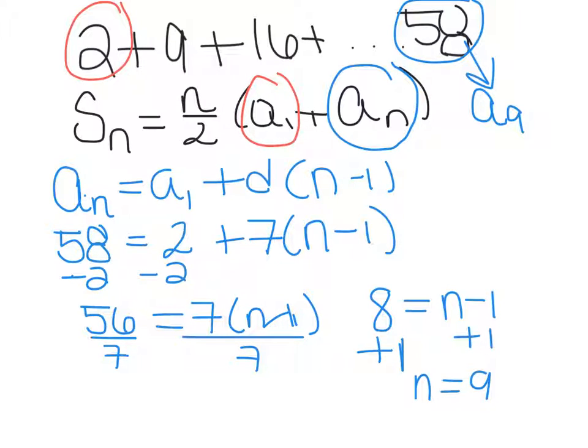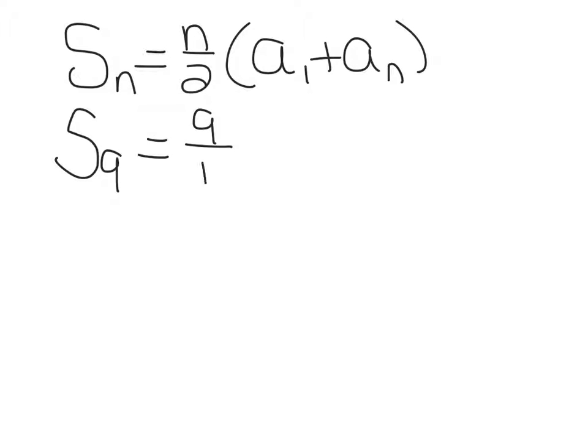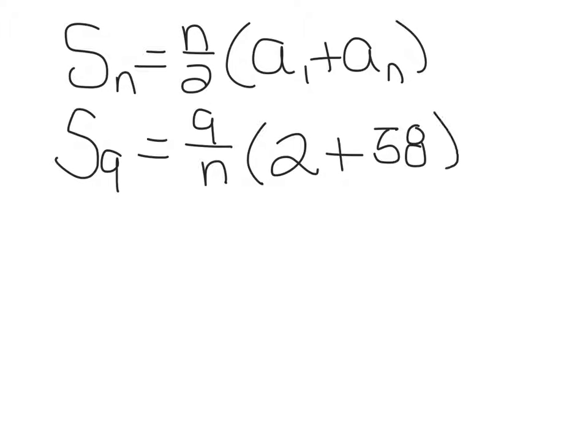So my formula again was s sub n equals n over 2 times a sub 1 plus a sub n. Well, I know again that I'm trying to sum the first 9 terms, because we just figured out that that 58 is my 9th term. And so I'm going to put 9 over 2, and then I'm going to do the first term, which is 2, plus my last term, which was 58, and I'm going to solve it.